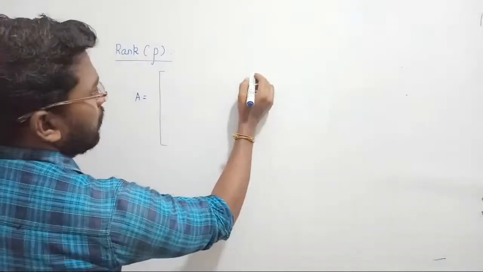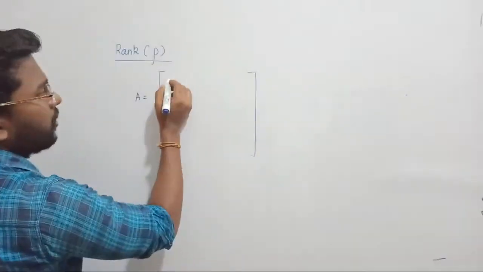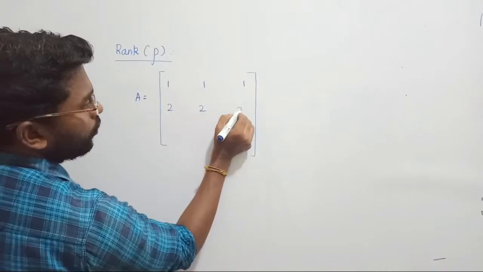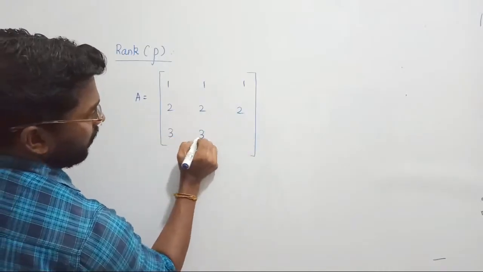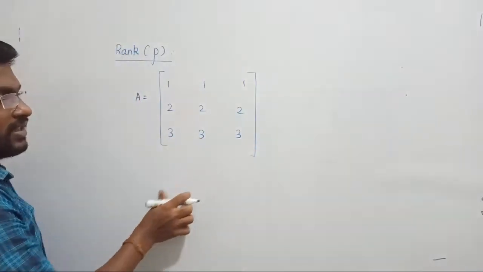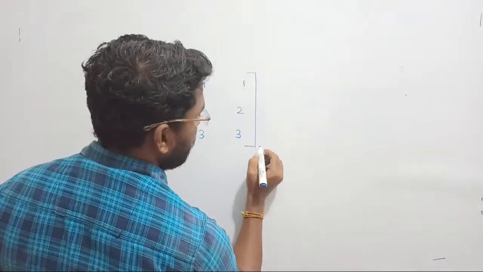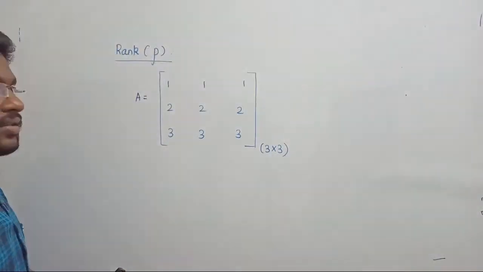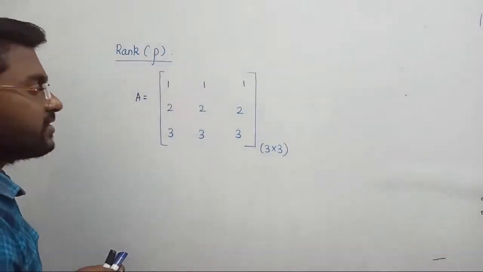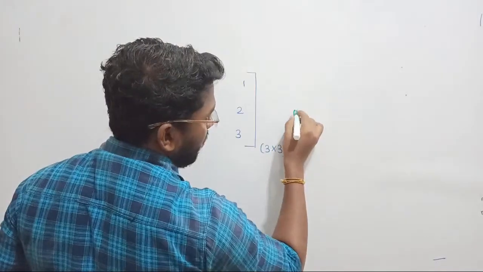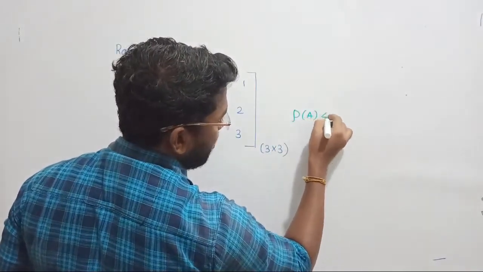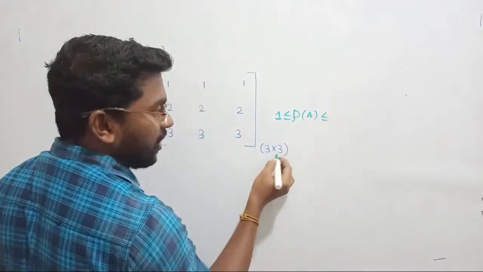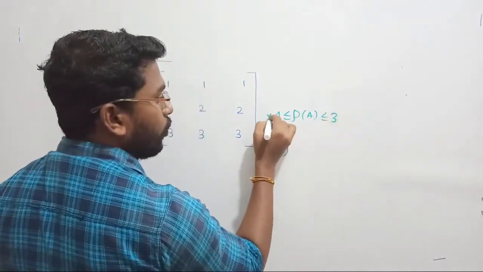Yes. Let us write the answer for this one. Right? 1, 1, 1. Let me take 2, 2, 2. Let us take 3, 3, 3. Shall we check? Yes. So that is going to be a 3 cross 3 matrix. Now its rank possibilities: the rank of the matrix has to be at least 1, but it can go up to the order of the matrix. The order of the matrix is 3.